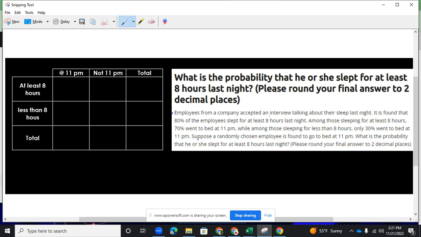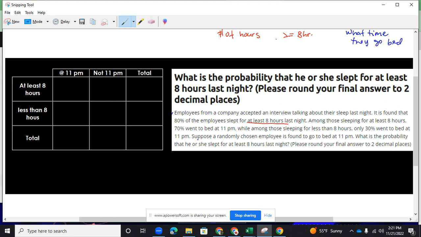Okay, so there's at least 8 hours last night. So that's one category. I guess one category is the number of hours. So let's talk about that. First category is number of hours of sleep. Okay, so it's either greater than or equal to 8 hours. And among those sleeping for at least 8 hours, 70% of them went to bed at 11. So other than talking about number of hours, they have another category. And that second category is what time they go to bed, right? What time they go to bed.